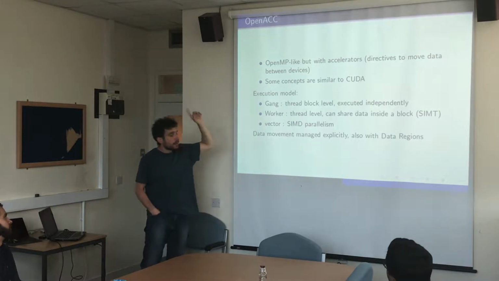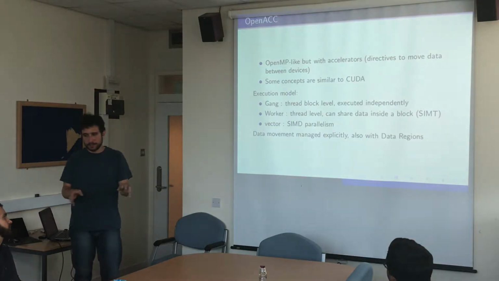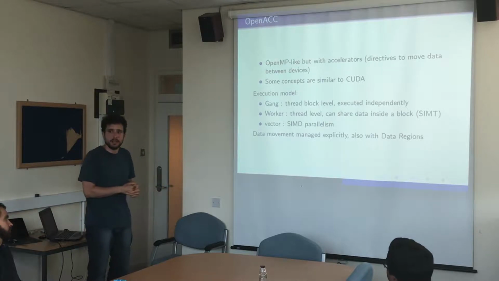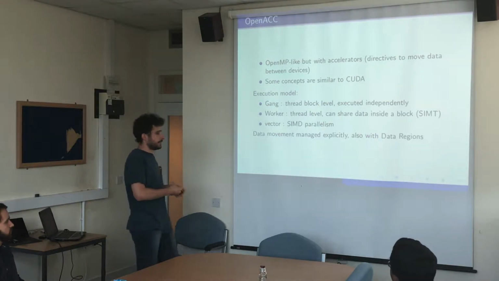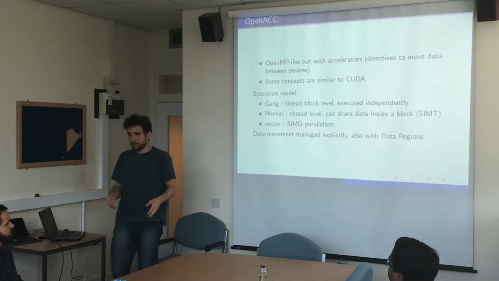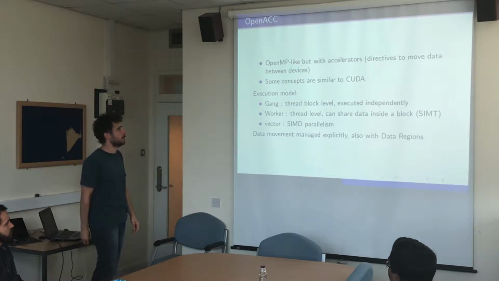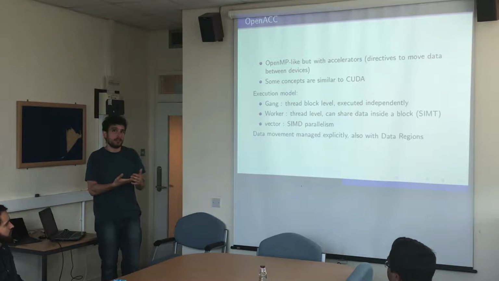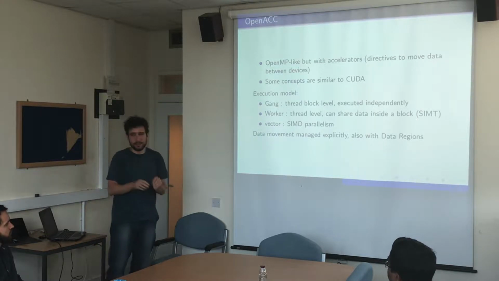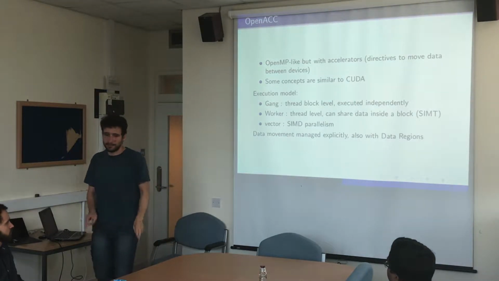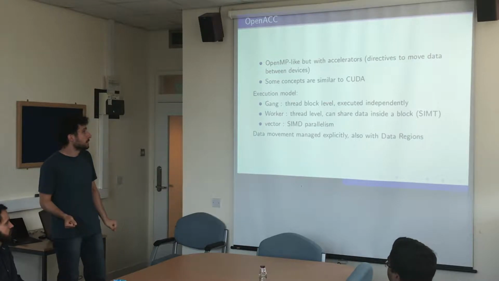So you have gangs of threads that can share work, okay, which are basically analogous to the thread blocks in CUDA. Okay? And inside each of these gangs, you have workers, which are basically threads, and they can share data, okay? And then you have a third level of parallelism, which is not explicit in CUDA, or maybe it has no name in CUDA, which is the vector level, which is the SIMD parallelism.